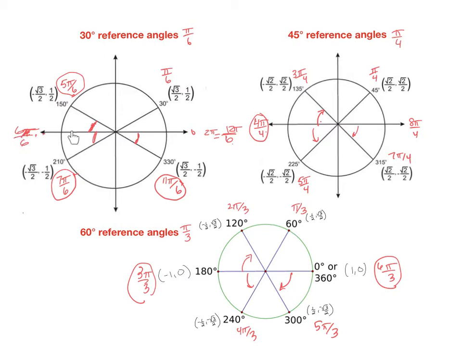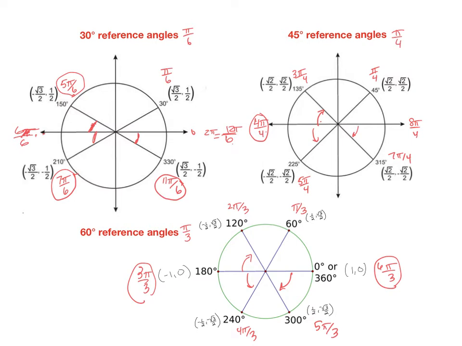Now, in the family of pi over 6 reference angles, halfway around was pi, that's 6 pi over 6. So if I go back 1 pi over 6 or go back 30 degrees, then this would be 5 pi over 6, because it's 1 pi over 6 short of being 6 pi over 6. If we go past it by pi over 6 or by 30 degrees, this would be 7 pi over 6. All the way around is 12 pi over 6, which is 2 pi. So that's 1 pi over 6 short of going all the way around, so that's going to be 11 pi over 6.